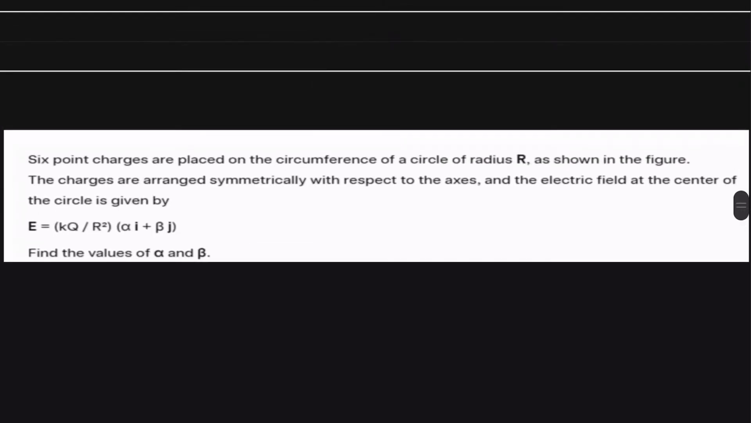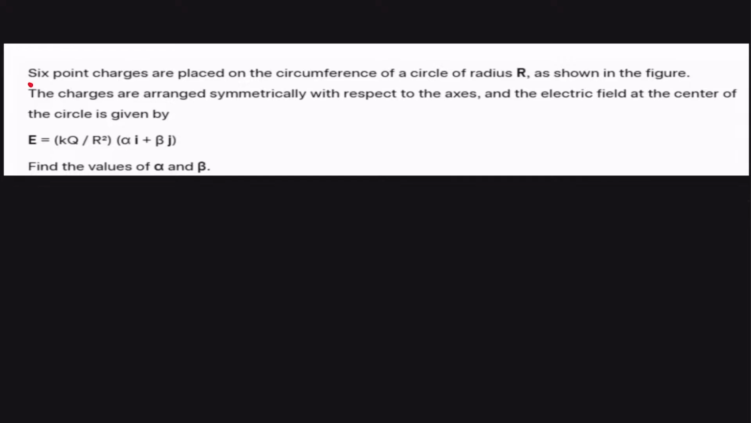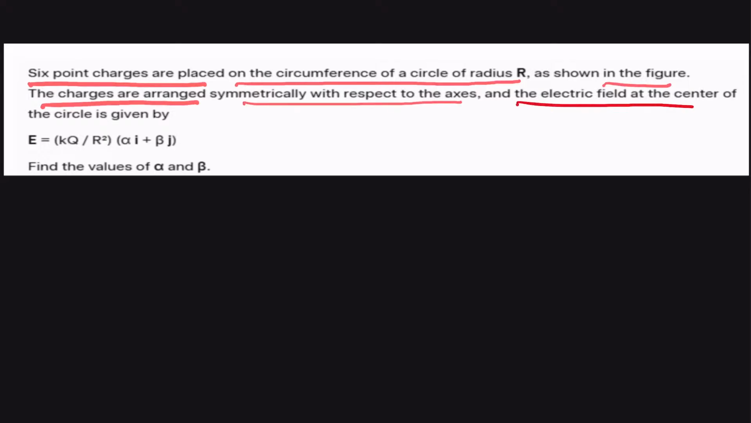Next question. It states that 6 point charges are placed on the circumference of a circle of radius r as shown in the figure. The charges are arranged symmetrically with respect to the axis. The electric field at the center of the circle is given by E equals kq upon r square multiplied by (alpha i plus beta j). Find the value of alpha and beta.